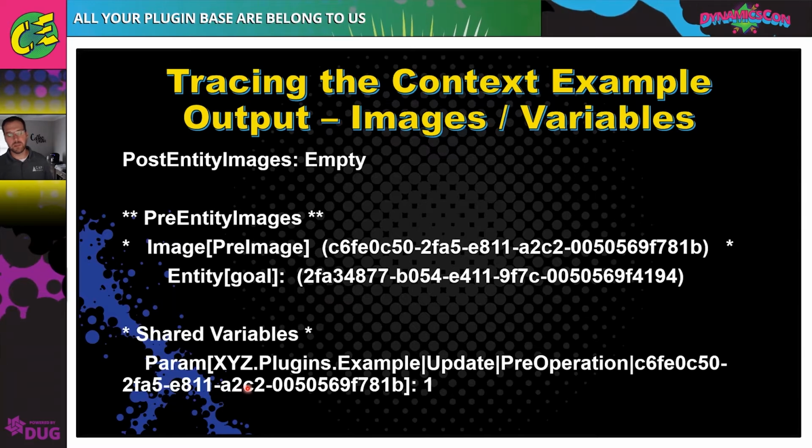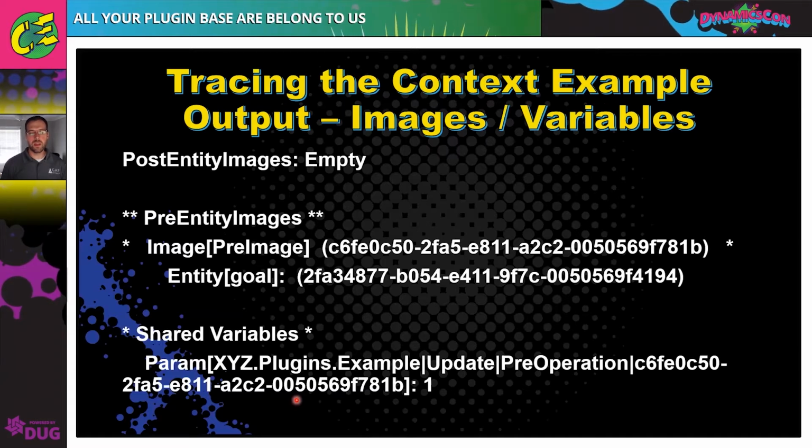And then finally, shared variables. Here you'll see the key that gets generated by the plugin itself whenever it's running. And you go, oh okay, this previous plugin has already run in the pipeline, and that can help as well for troubleshooting.